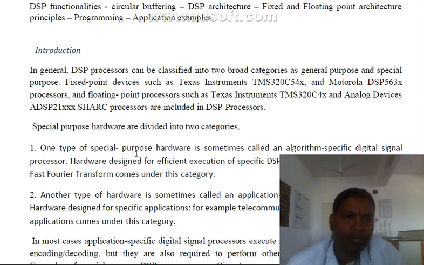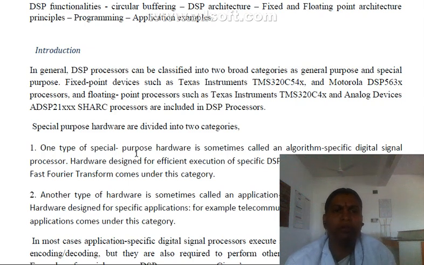Special purpose hardware is divided into two categories. One is special purpose hardware, sometimes called an algorithm specific digital signal processor. Here we have to concentrate on the algorithm for specific applications. It means hardware designed for efficient execution of specific DSP algorithms such as digital filter, Fourier transform. This is hardware designed for specific DSP algorithms.